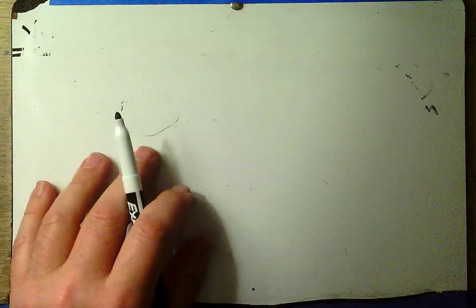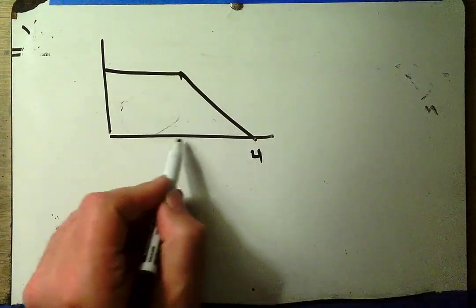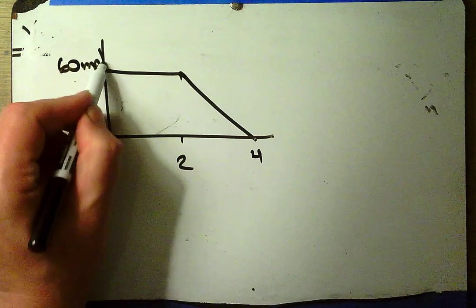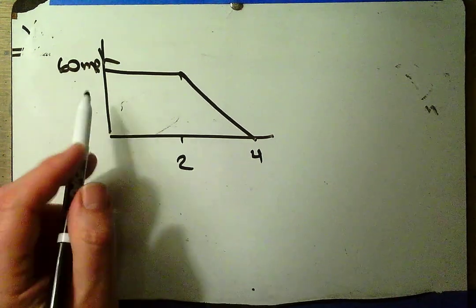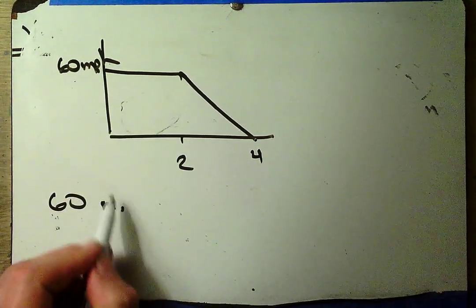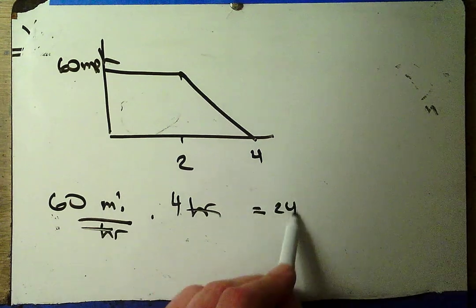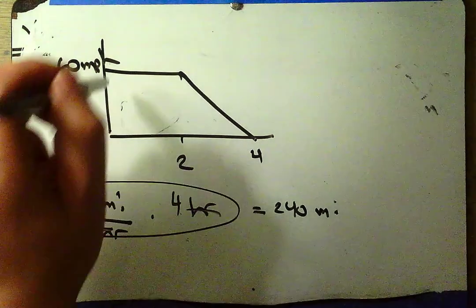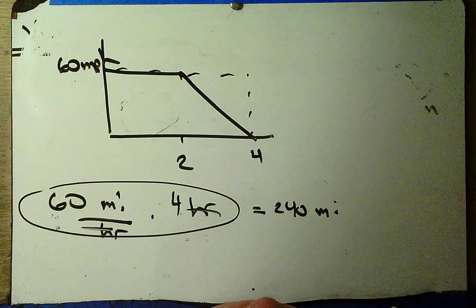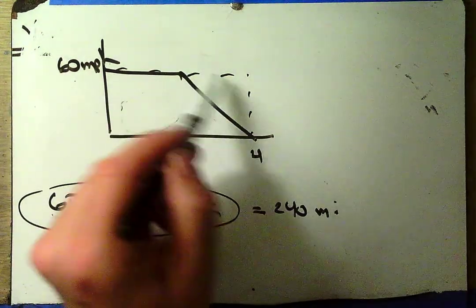So let's, how about this one? What if I have this graph? Can you tell me how far I traveled in 4 hours? Is it possible for me just to do 60 miles per hour times 4 hours and cancel those out to get 240 miles? Is that what I should be doing? No. This is me finding the area of a rectangle. I don't want that area, that rectangle, because I don't want to include that.